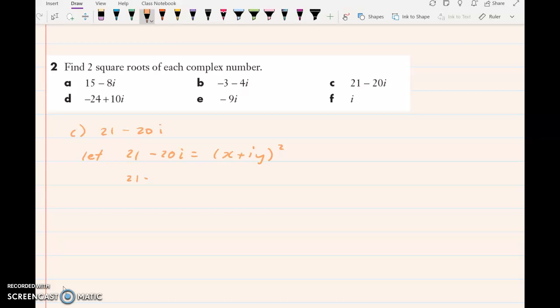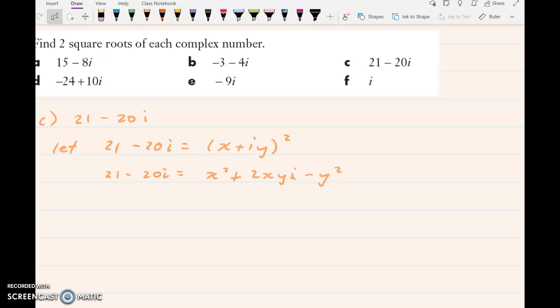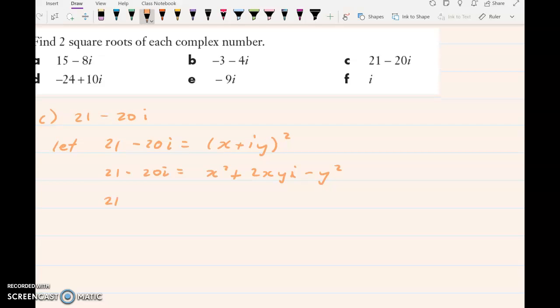So now 21 minus 20i equals, I know that this is going to turn into x squared plus 2xyi minus y squared. I know that that's going to turn from plus iy squared into minus y squared because i squared is -1. Okay, so now I can equate real and imaginary parts, and I can say that 21 is in fact equal to the real parts, which is x squared minus y squared.